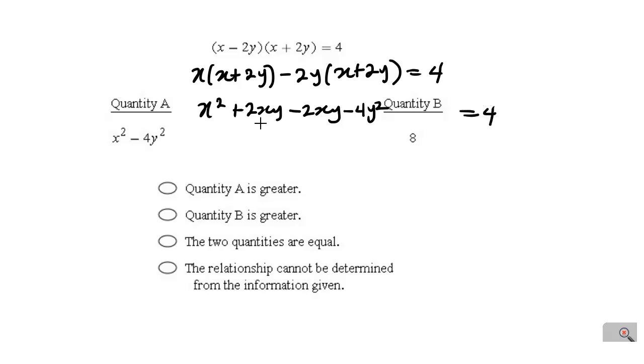So let me bring it here. So plus 2xy minus 2xy, they cancel out. So what we have left is what, x squared, right, minus what, 4y squared is equal to 4.